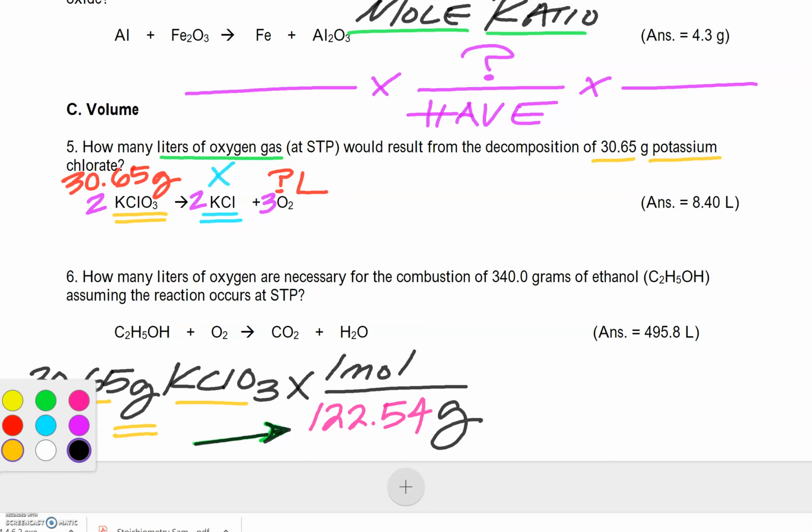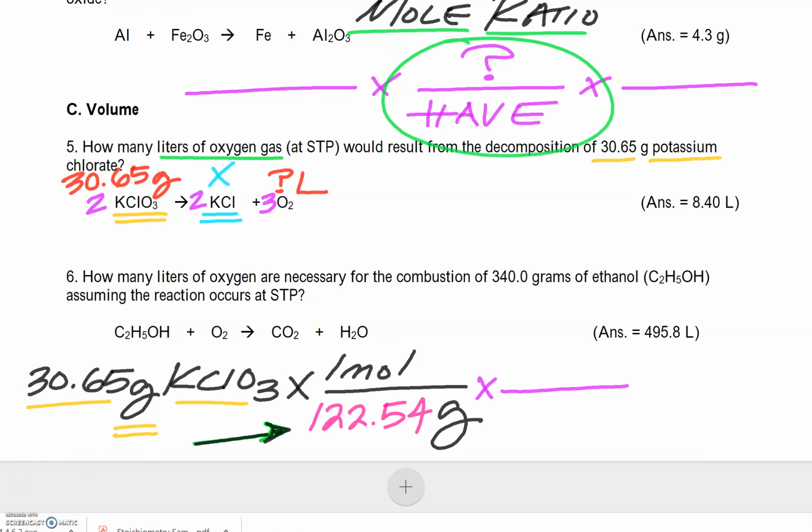Okay, new step. The new step is the mole ratio, and so that's going to be what I'm looking for, or my question mark. And if we look here at the top again, question mark is on top, what I have is on bottom, and we're talking about the numbers in front.